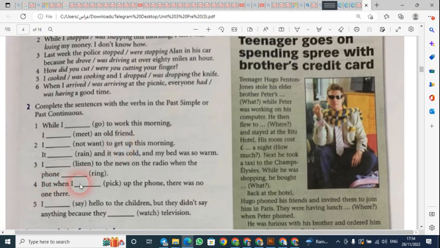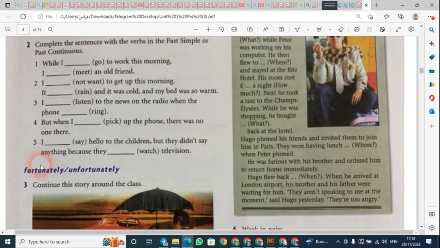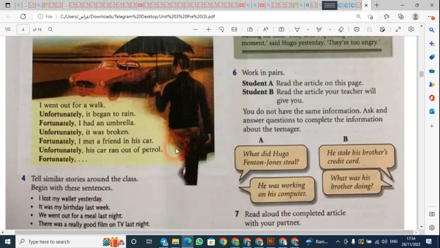It rained and it was cold. It was raining كانت تمطر and it was cold وكان الجو باردا and my bed was warm بينما كان فراشي دافئا فأراد أن يبقى في الفراش. هذا طلابنا لكن طلابنا حتى وإن كان الجو غير ممطر فهو يريد أن يبقى في الفراش حتى وإن كان الجو جميل. You do the rest. أنتم حلوا بقية الفقرات. Now let's go.